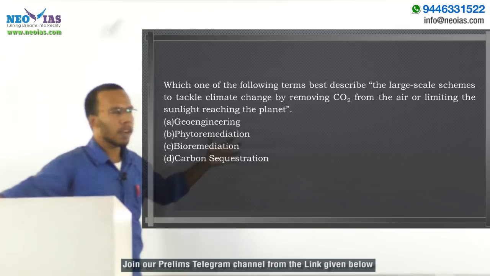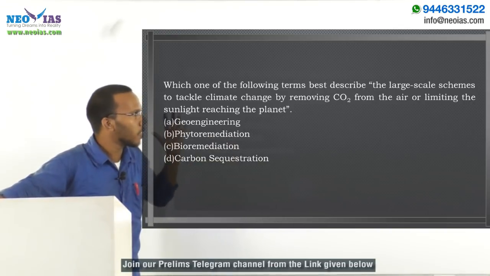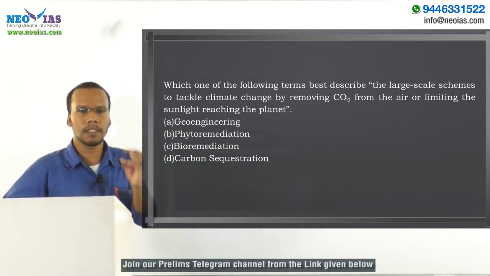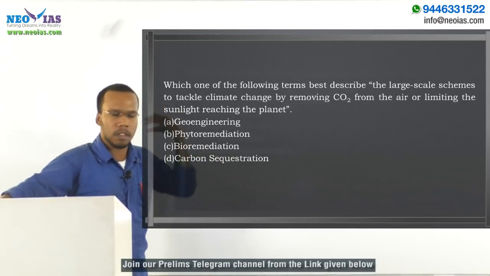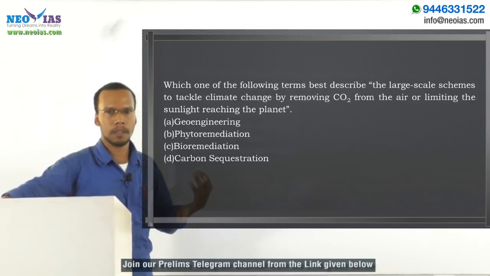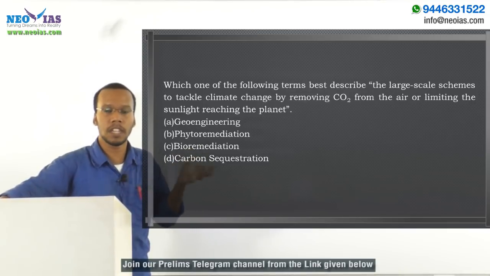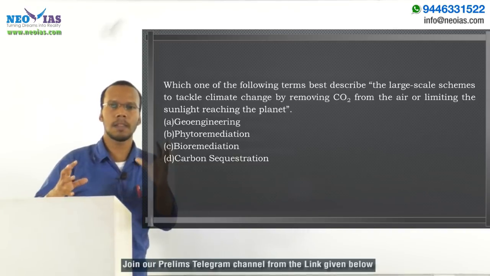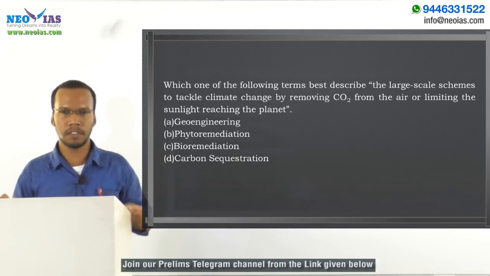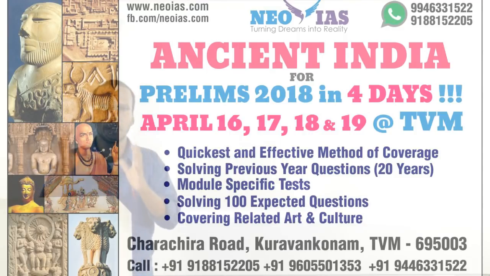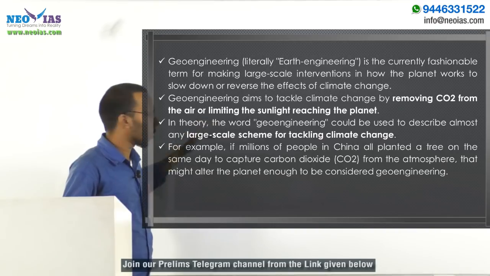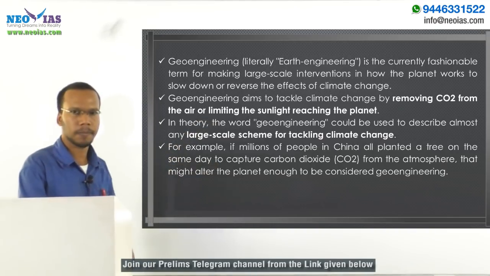So in this question what they have asked is which of these are the schemes used to remove the carbon dioxide from the atmosphere in order to reduce the climate change. Actually it's a scheme or a method to reduce or alter the climate change by using some techniques. So that's the concept they are asking. Now let us discuss what these terms are all about. So first one, carbon sequestration.